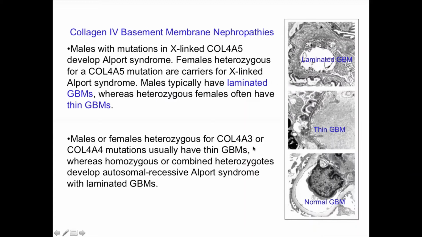Sorry, alpha 3 is seen in females and males to the same extent, the same ratio. What are the pictures that make us think we are dealing with Alport syndrome? We may have only a thin basement membrane. Sometimes, especially in males, we will have what is known as laminated glomerular basement membrane.